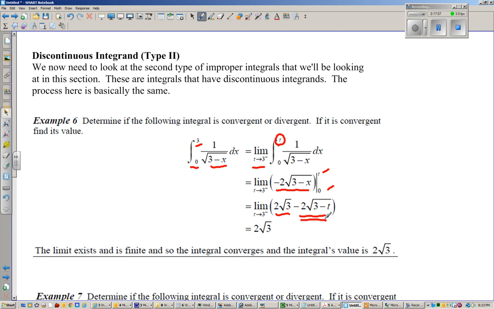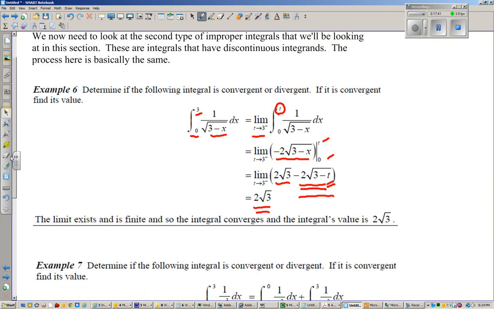Anyway, can't I put 3 in using direct substitution? Doesn't radical 0 make sense? It is 0, and 2 times 0, of course, is 0, and minus 0 makes sense. So the whole thing converges to 2 radical 3. This limit exists. The integral converges to the value 2 radical 3.